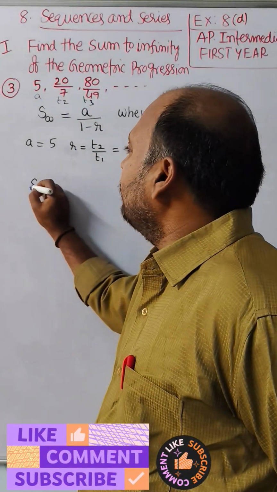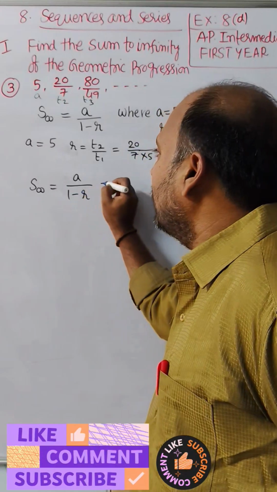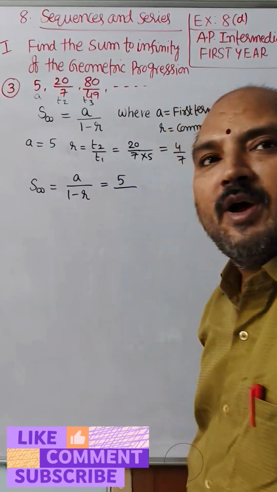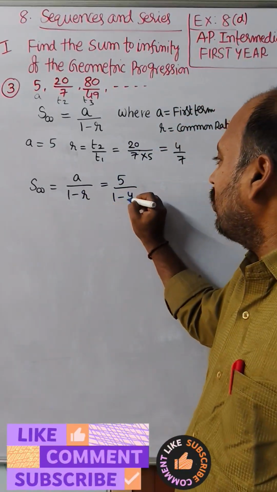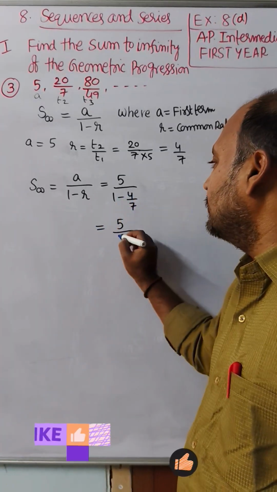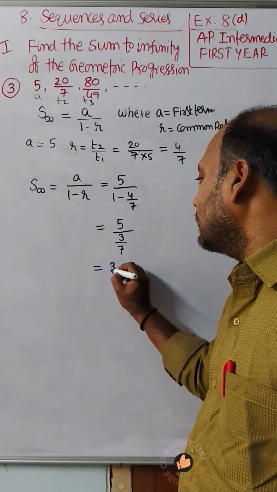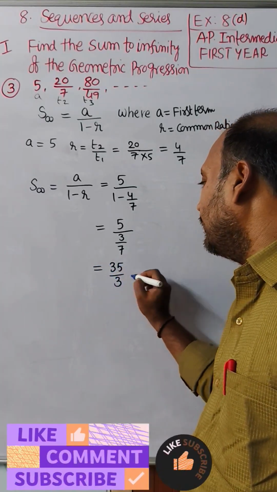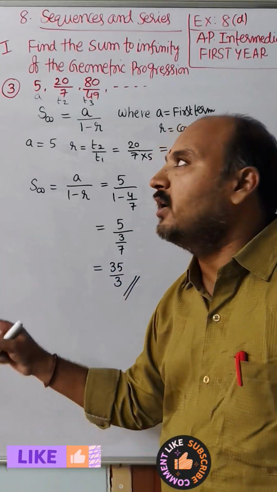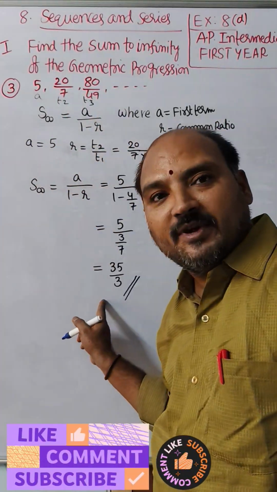So sum to infinity equal to A by 1 minus R. A value 5 divided by 1 minus 4 by 7. So 5 divided by 7 minus 4 is 3, 3 by 7. The denominator's 7 goes to the numerator, 7 fives are 35, divided by 3. Therefore, the sum to infinity of the geometric progression is 35 by 3.